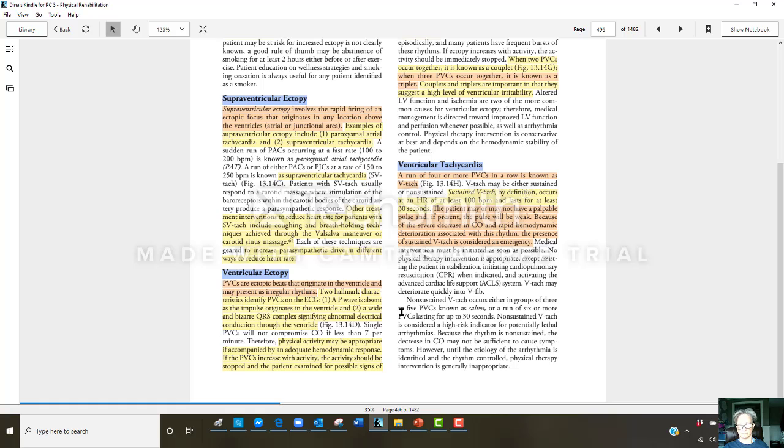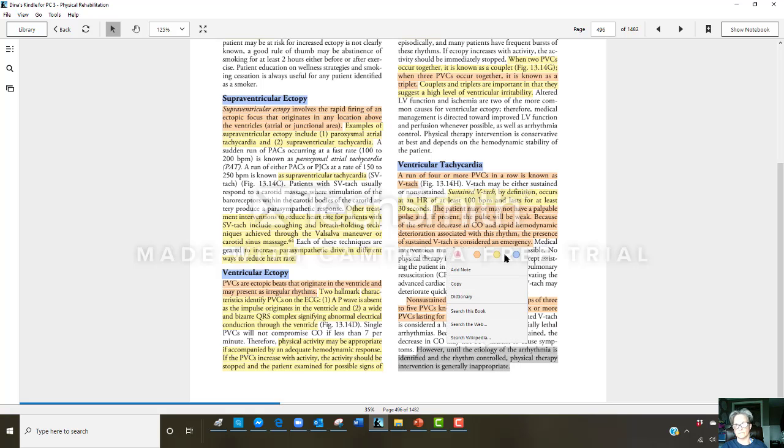Non-sustained VTAC occurs either in groups of 3 to 5 PVCs known as salvos, or a run of 6 or more PVCs lasting for up to 30 seconds. Non-sustained VTAC is considered a high-risk indicator for potentially lethal arrhythmias. Because the rhythm is non-sustained, the decrease in CO may not be sufficient to cause symptoms. However, until the etiology of the arrhythmia is identified and the rhythm controlled, physical therapy intervention is generally inappropriate.